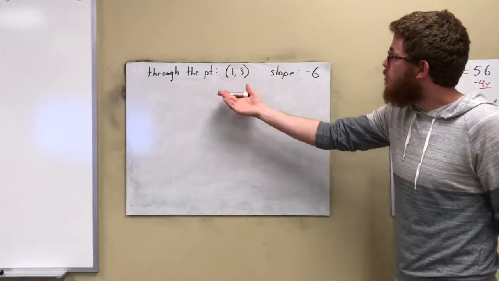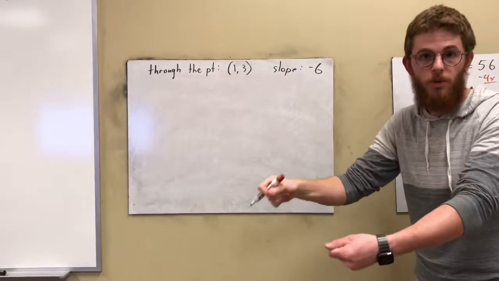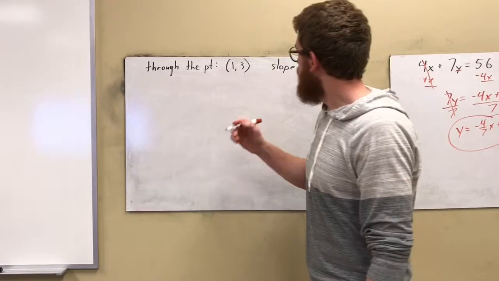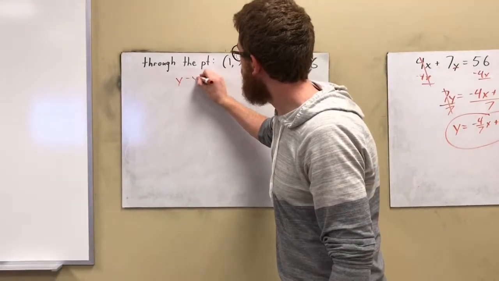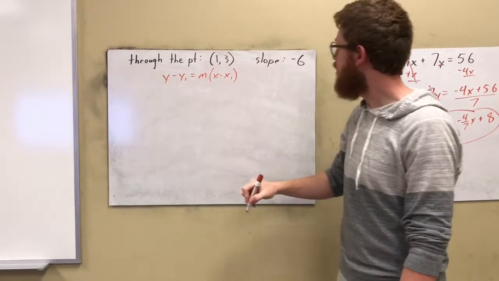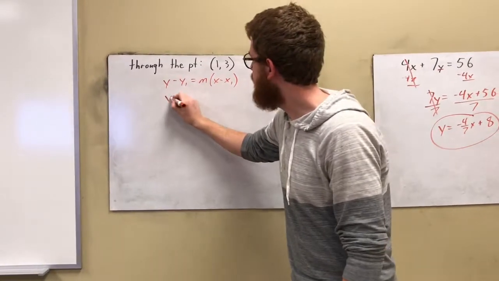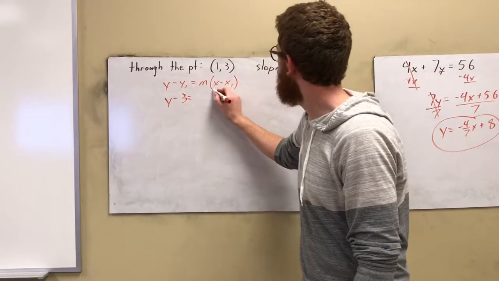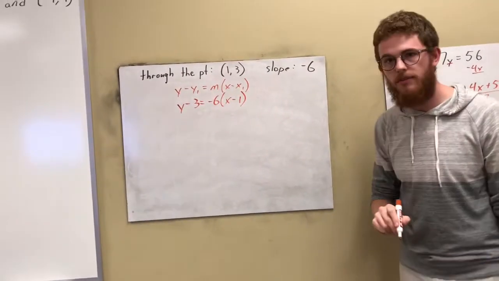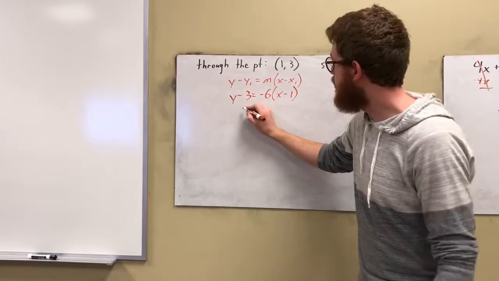Well, we also could be given a point and the slope. If we're given a point and the slope, we're going to use our point-slope form and then solve it for y so it's in the correct format. So, remember your point-slope form, y minus y1 equals m times x minus x1. We're going to plug in our point for x1, y1, and our slope is negative 6. Now we solve for y to get it in slope-intercept form.